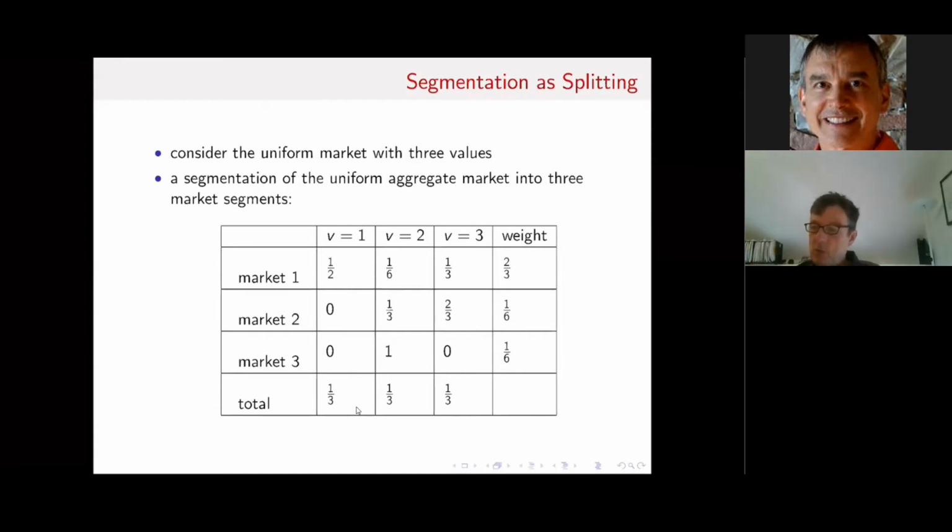But let's see how this works out in the example that we're doing today, just to be sure that we understand what is happening. Okay. So we started out with the uniform market with 3 values. Let me suggest to you a segmentation into 3 submarkets. So market 1, market 2, market 3. Okay. And in that market, we are changing the relative proportion relative to the uniform price.